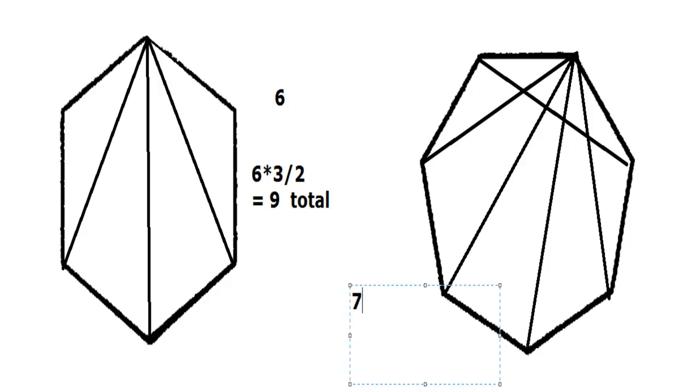For each of the 7 vertices, we got 4 diagonals, right? Makes sense? Since every diagonal is being counted twice, I'm dividing that total by 2. So what will I get? How many diagonals in this case in total? 14 diagonals, right? So do this and then complete it.